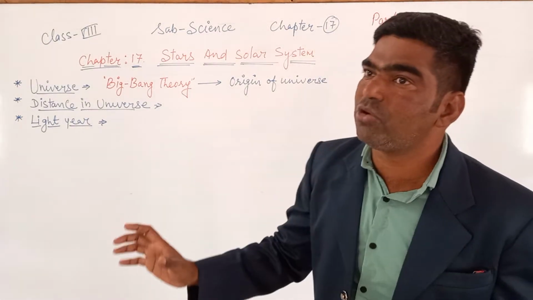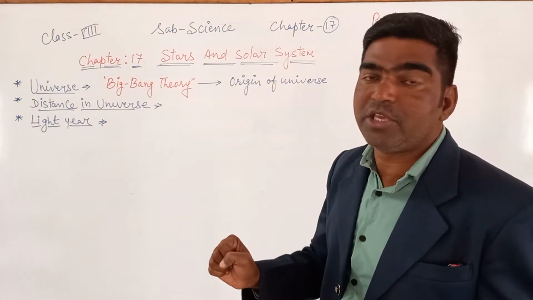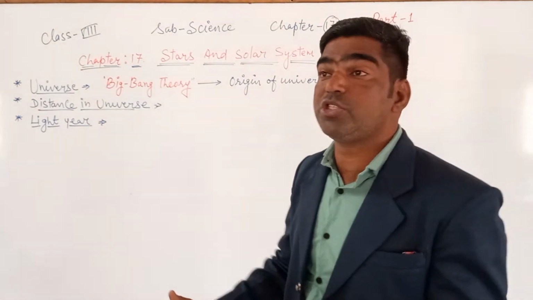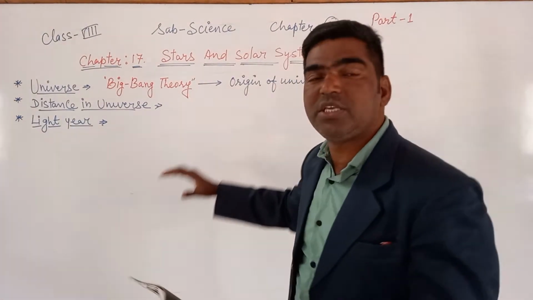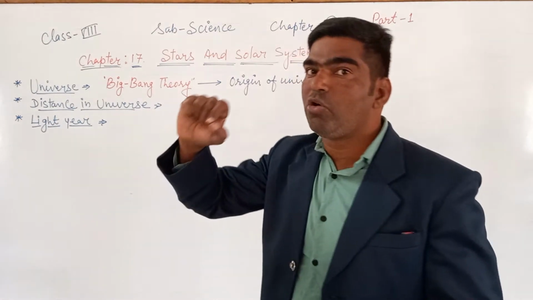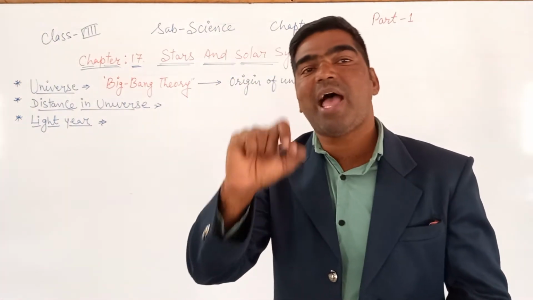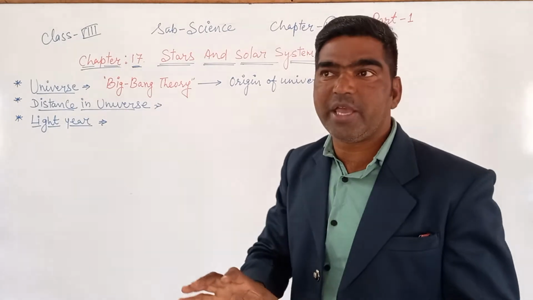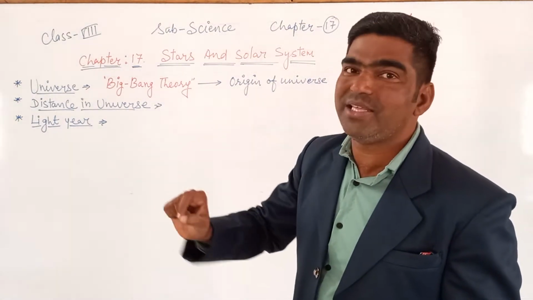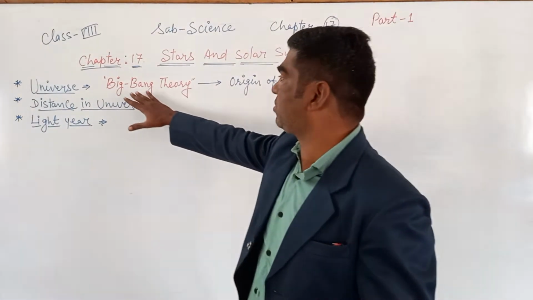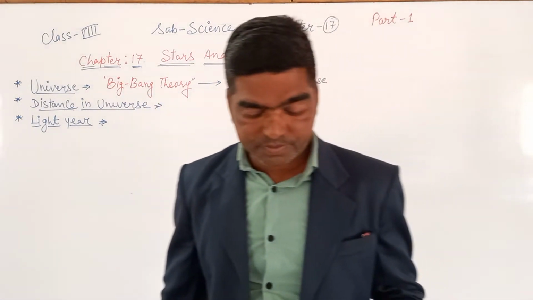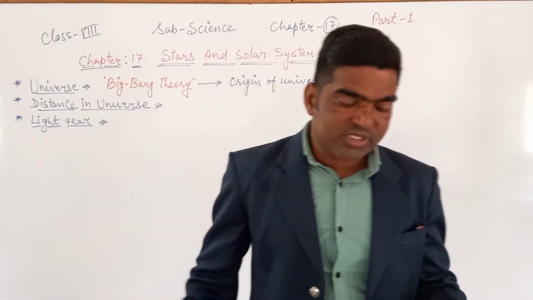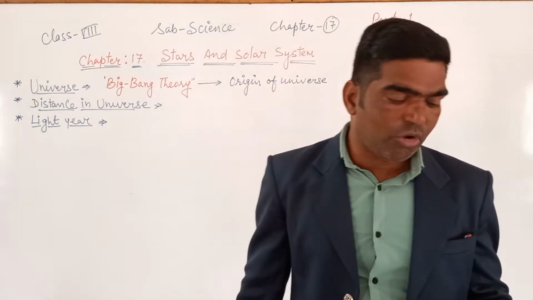Means the most acceptable theory about how the universe originated, how this universe came into being. The most accurate and acceptable theory about the origin of the universe is known as what? The Big Bang theory. So the origin of the universe is called the Big Bang theory.